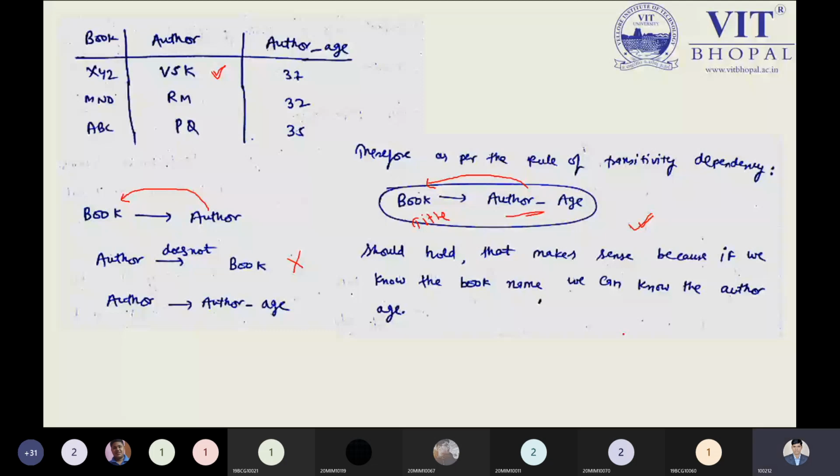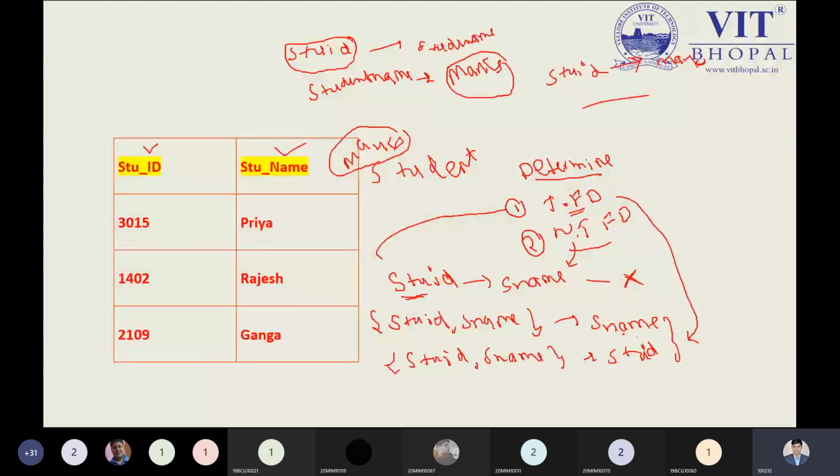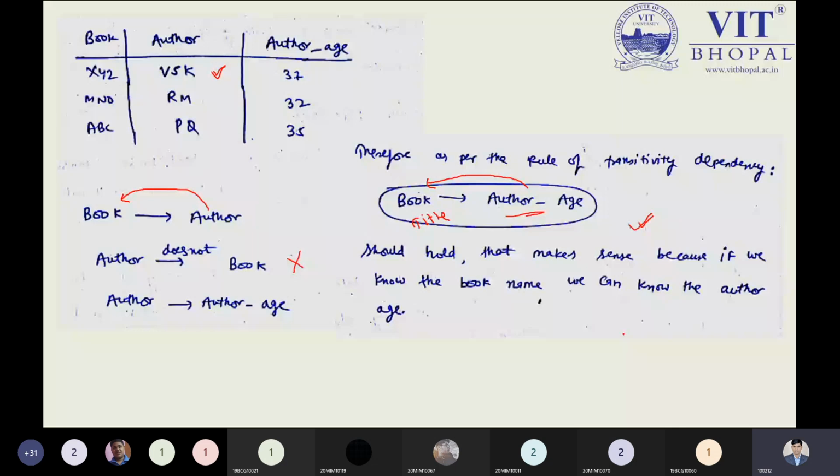Before moving to another example, just let me ask here. These are the four different kinds of dependencies we have seen. If you have any doubts so far, please let me know right now.